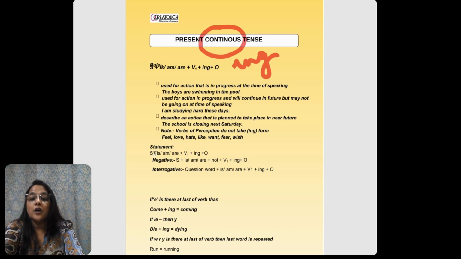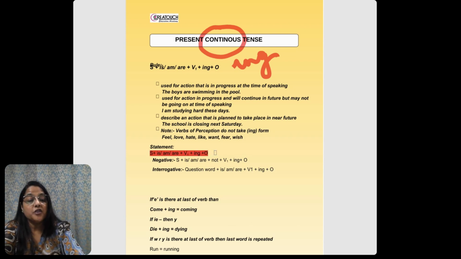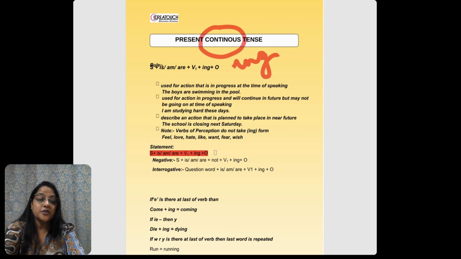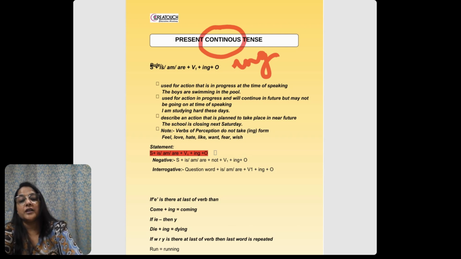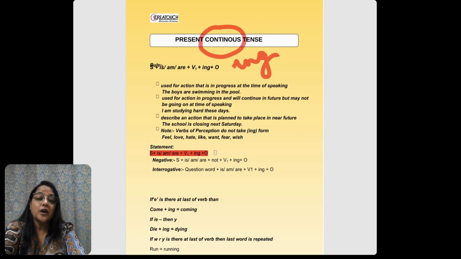So, again, how is the formula made? First, we look at the formula. Again, subject, verb, object. Subject plus is, am, or are plus verb plus ing plus object. So now here the verb again will be in the first form.